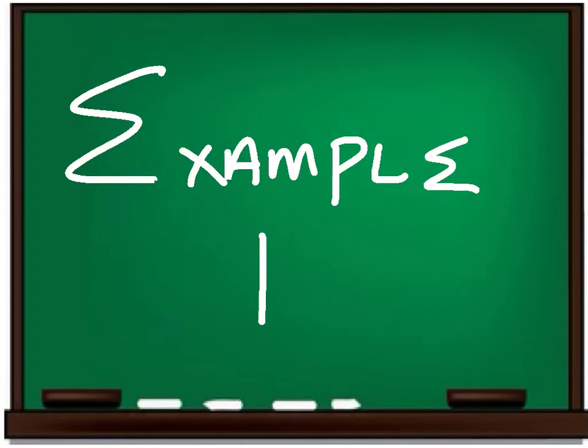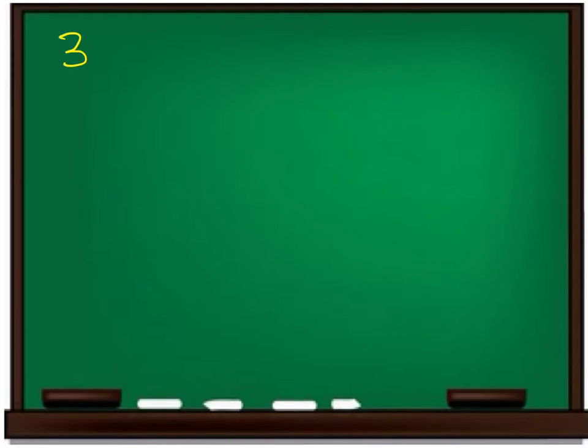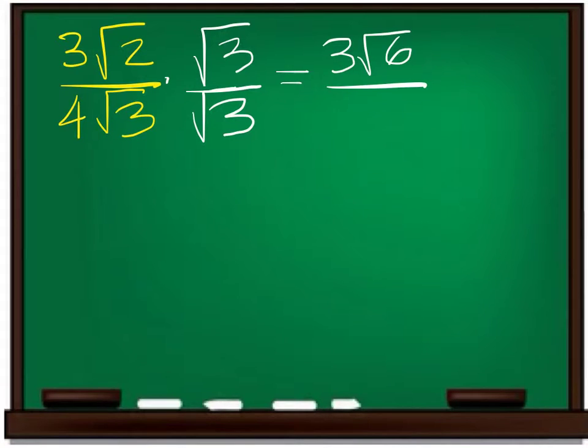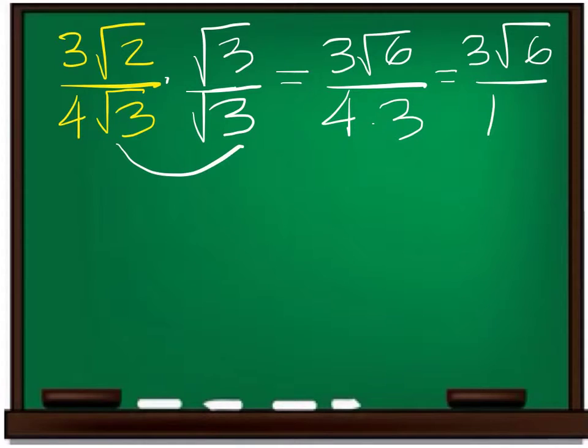Here's example 1. You have 3 square root of 2 on top and 4 square root of 3 on the bottom. Nothing simplifies. So you have to force it by multiplying the top and the bottom by the square root of 3. So on the top you would have 3 square root of 6, and on the bottom 4 times 3. And that would be 3 square root of 6 over 12.